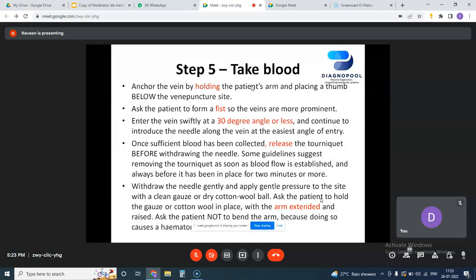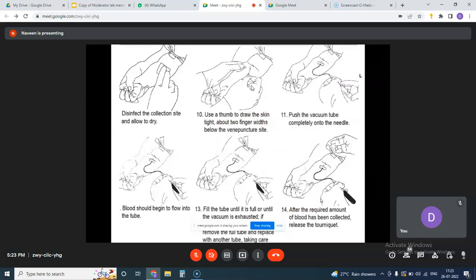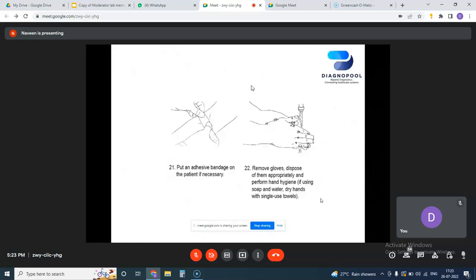Okay, remember, the arm should be extended while the patient keeps cotton or gauze on the site of needle insertion. There are more chances of hematoma formation when you ask them to bend the arm. Okay, remember that. So these are the different steps after collection, which I will be telling you here.